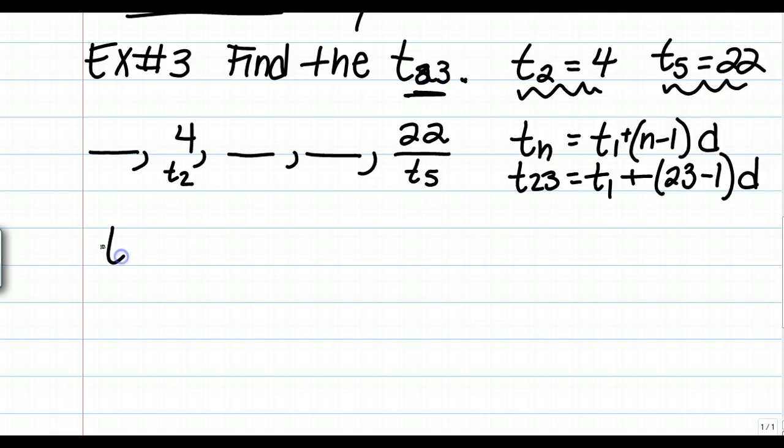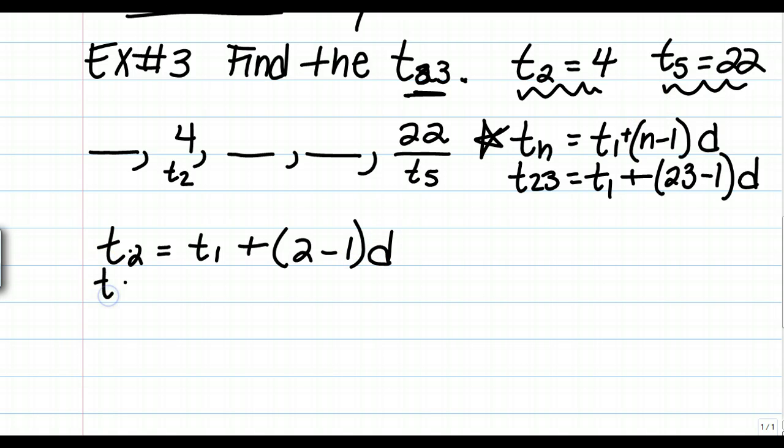So we know that the second term, we're still using this formula. Don't know the first term. We know that n is 2, minus 1 d.